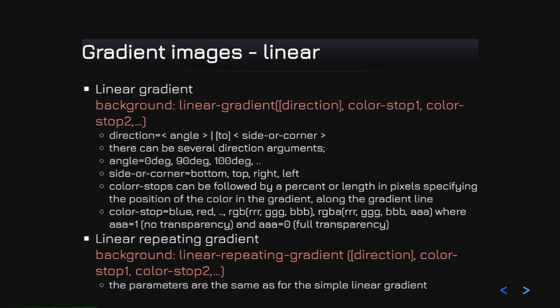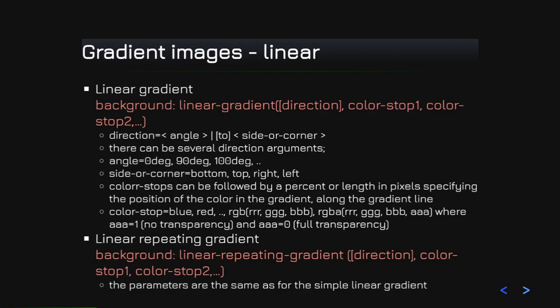So first, the linear gradient. The actual function is linear-gradient, which can be applied to the background property, and here we can specify a direction and a bunch of color stops. A direction can be either to left, to top, to bottom, to right, or it can be an angle like this one. The color varies in an angle, so the side or corner is bottom, top, right, left.